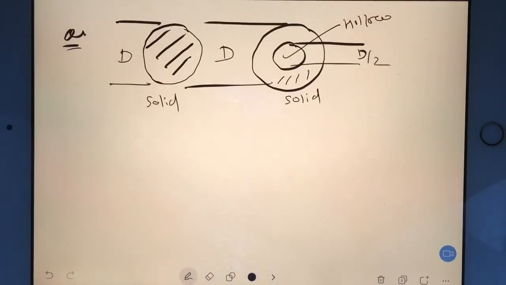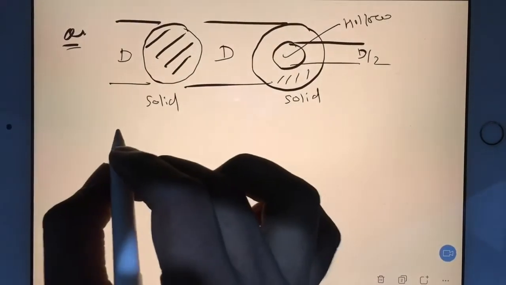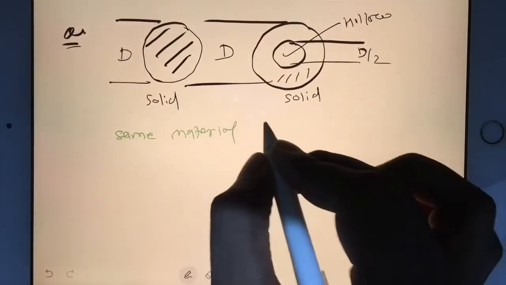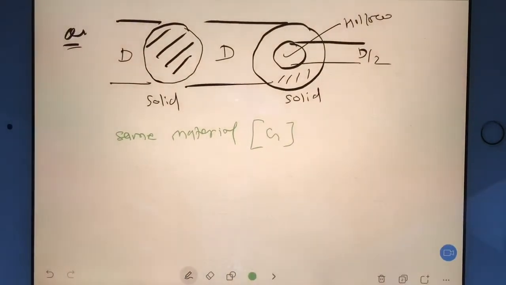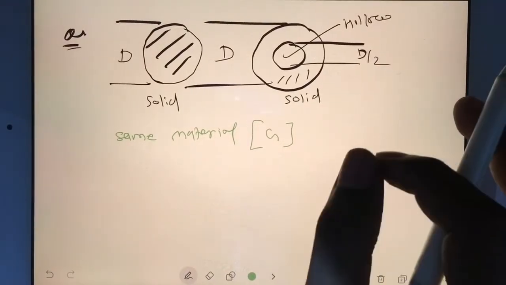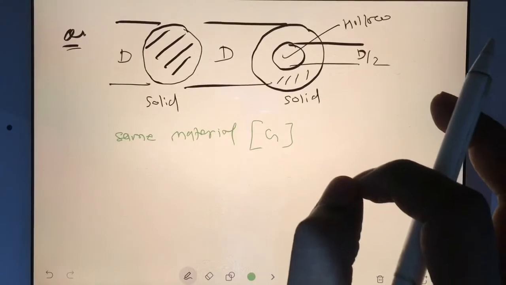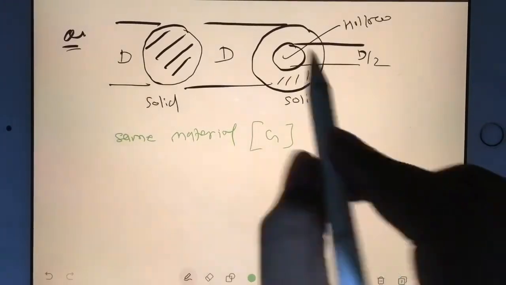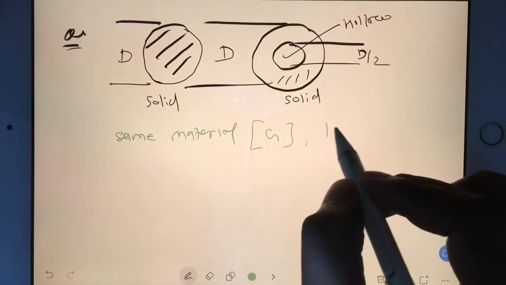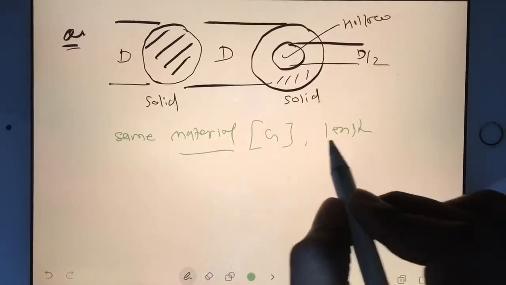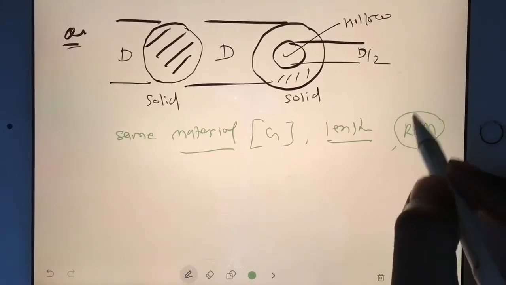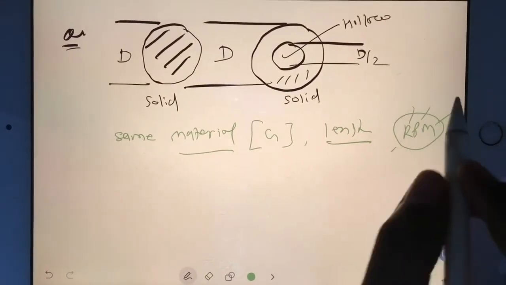Now we are considering some assumptions. Our assumption is same material, they both are made of the same material. Why are we considering same material? If the material is same, then the G value will be the same for both. Okay, for new students, what is G? G is nothing but the modulus of rigidity, or shear modulus. Now we have to consider length is the same, so same material, length, RPM. What is the meaning of RPM? Revolutions per minute. So that is also the same.